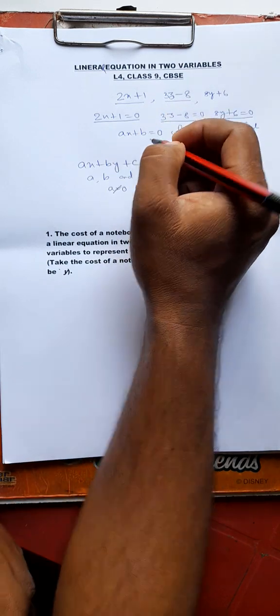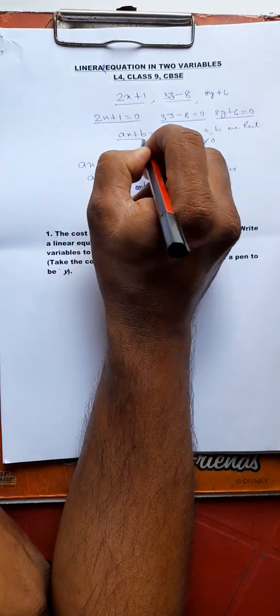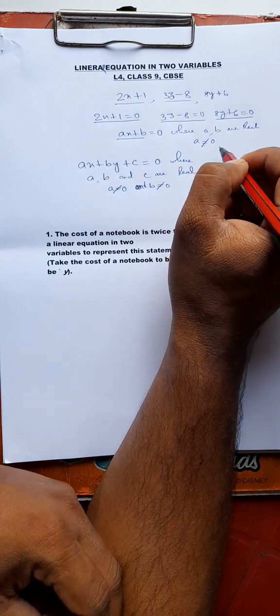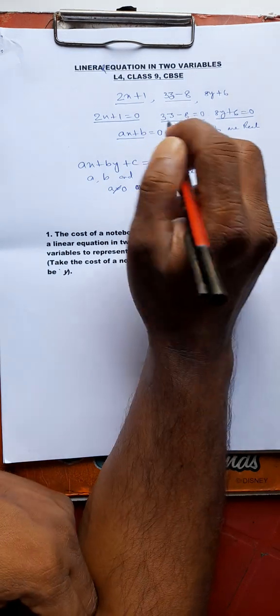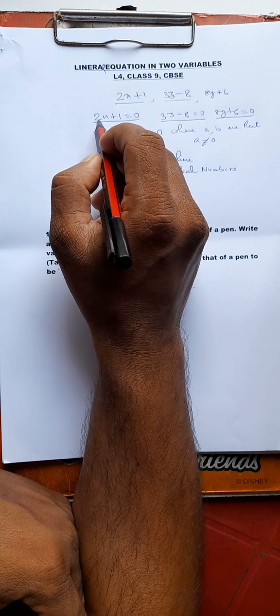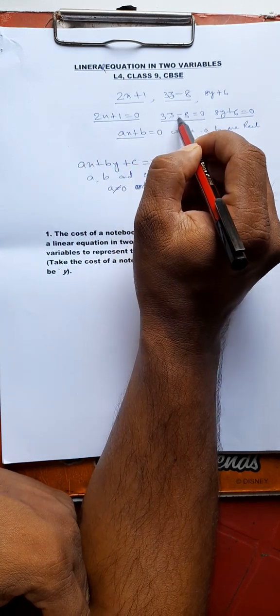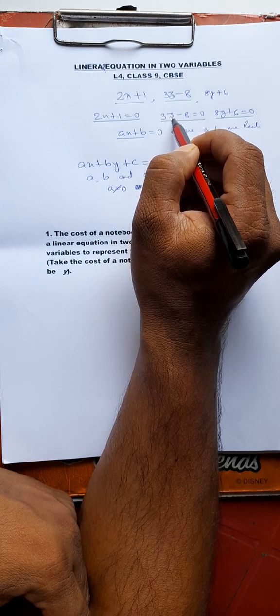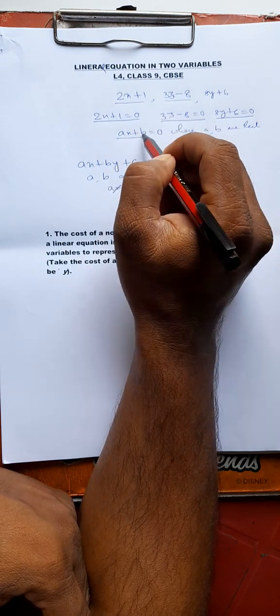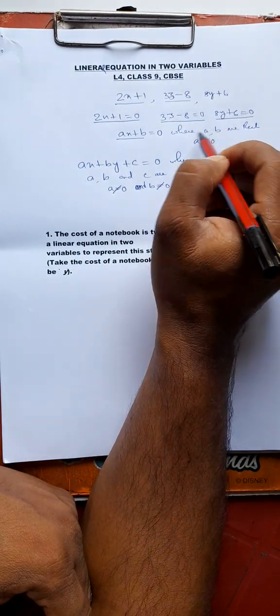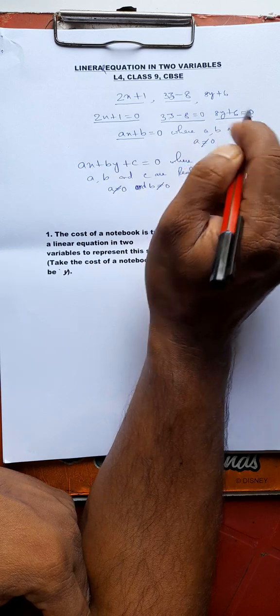A linear equation in one variable can be written as ax plus b equal to 0, where a and b are real numbers and a not equal to 0. Here in 2x plus 1, a means 2. Here 3z minus 8, 3 is coefficient, variable is z, a means 3, b means minus 8. Here 8y plus 6, 8 means a and 6 means b.